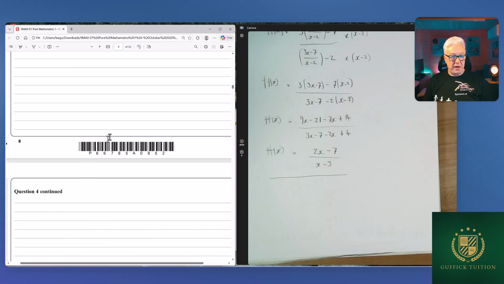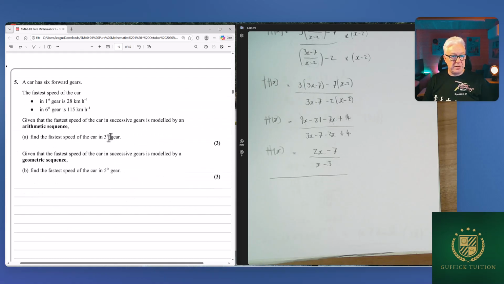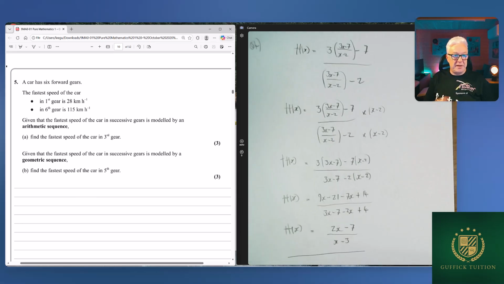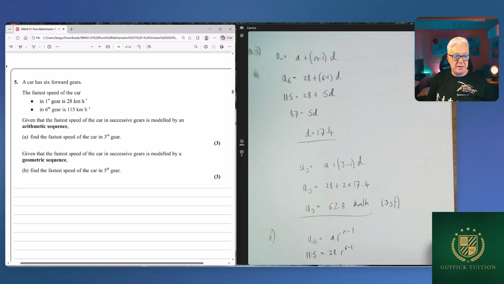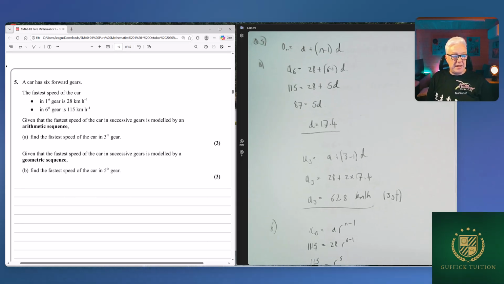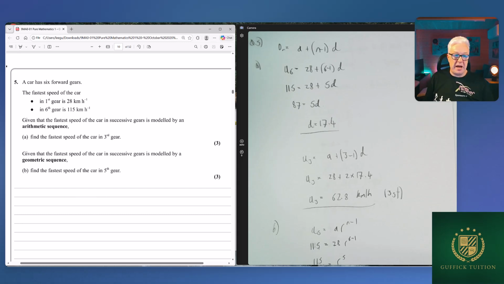Okay, question 5. So far so good on this paper. Question 5, what does it tell us here? So in question 5, it says a car has 6 forward gears. The fastest speed of the car in first gear is 28 kilometers per hour, and in sixth gear it's 115 kilometers per hour. Given that the fastest speed of the car in successive gears is modeled as an arithmetic sequence, find the fastest speed of the car in third gear.